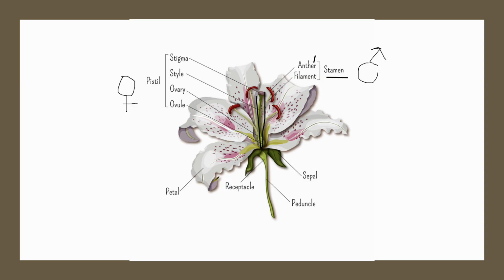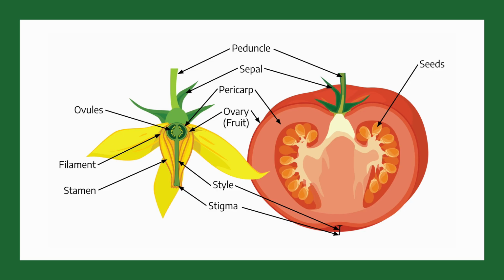A stigma is where the pollen will land. The pollen will burrow down the style, reach an ovary, and fertilize an ovule. And an ovule is the same term for an egg. And once that fertilization happens in an angiosperm, the ovary will ripen into a fruit.